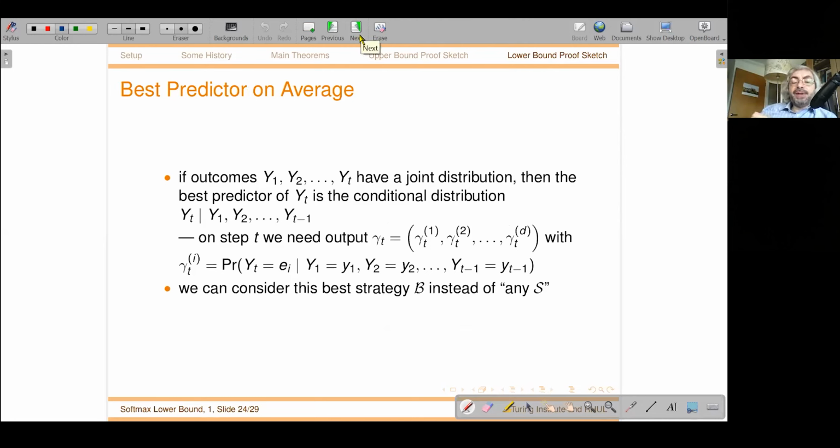So it can be shown that if the outcomes have a joint distribution, then the best predictor for yt would be the conditional expectation. Well, this is almost obvious, but this can be proven. Well, 2 minutes remains. Thank you.